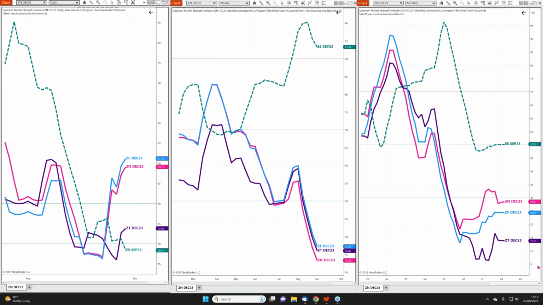What I've got here, I've moved to the slower time frames. So we've got the daily, the weekly, and the monthly, just the three there. And the futures that I've chosen are the 10-year, the 5-year, and the 2-year note. The ZN is the 10-year, the ZF is the 5-year, and the ZT is the 2-year note. And typically, you would expect to see these, generally speaking, following one another around.